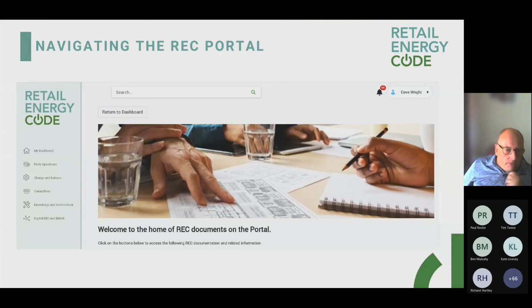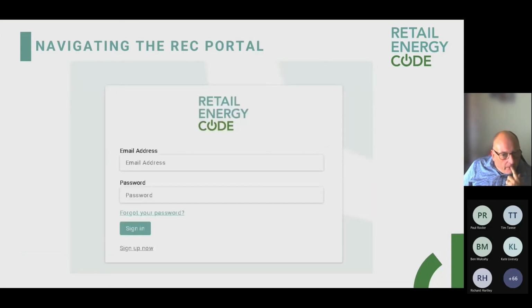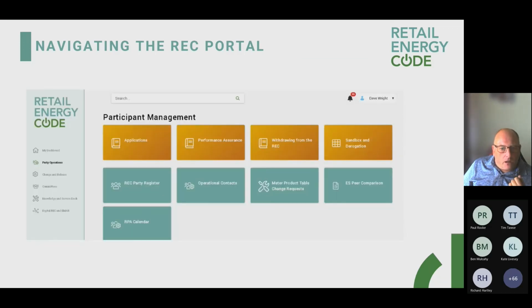So, you'll see down the left hand side you've got the navigation portals, so the My Dashboard and everything else, and your party operations. If, for argument's sake, you try to get in without logging in, it'll throw you to the next screen, Amelia. So all you need to do is log in at that point, and then it'll take you back to the first screen I showed you.